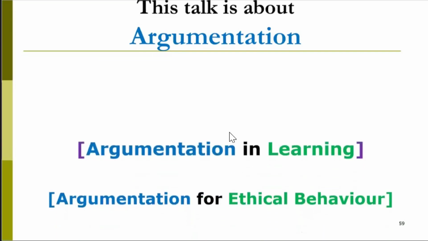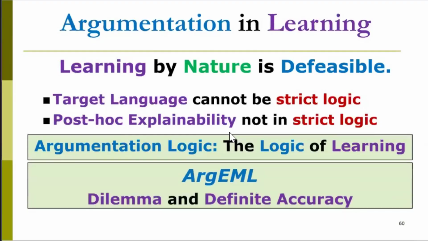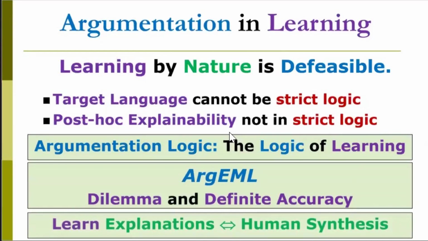I promised learning and ethical behavior. We haven't got much time. I'll just tell you two things. We've used argumentation for explainable machine learning. The important message to say about learning is the following.